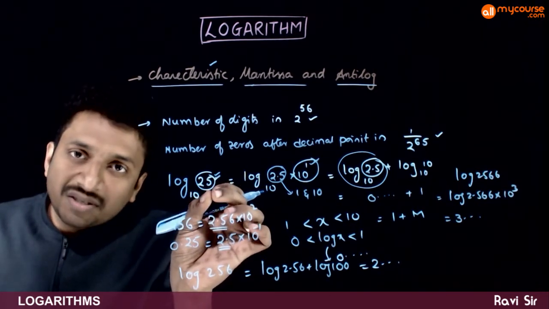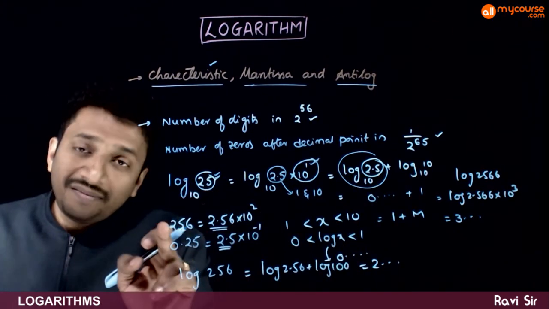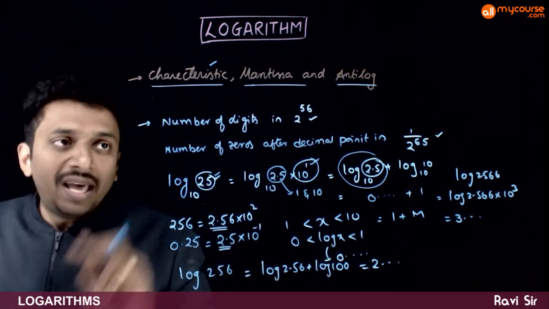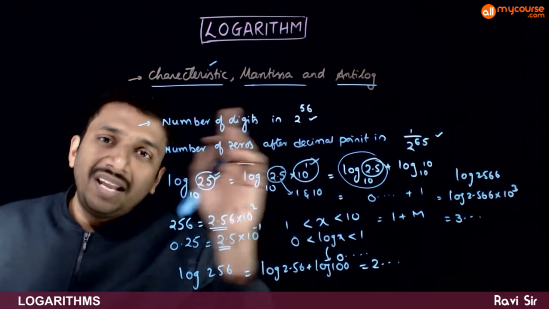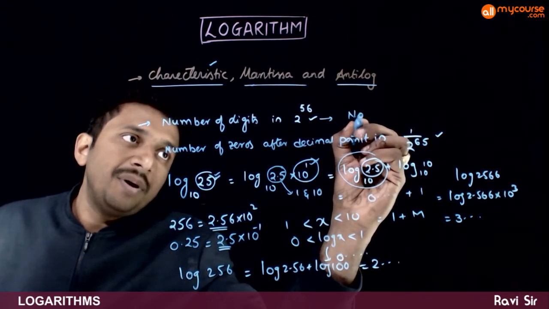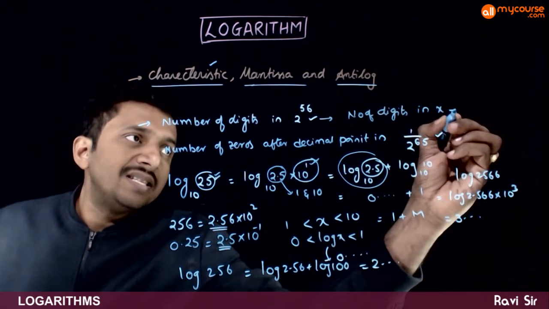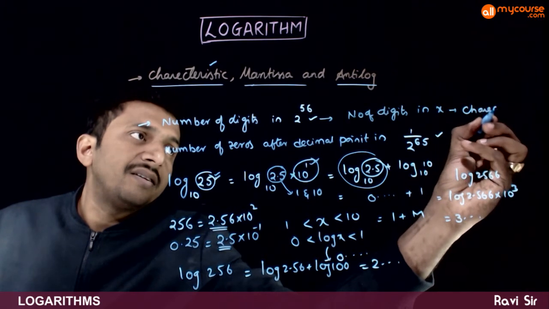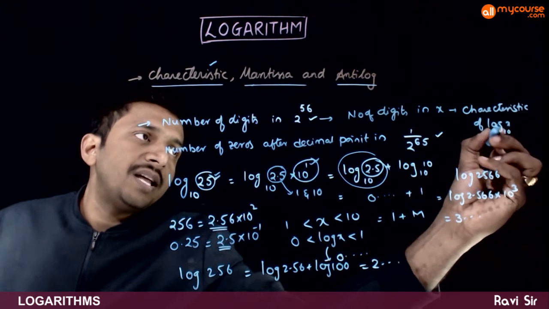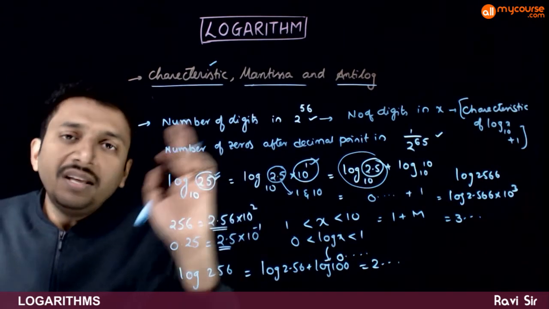If there are 2 digits, then the characteristic of the logarithm will be equal to 1. If there are 3 digits, then the characteristic is equal to 2. If there are 4 digits, the characteristic is equal to 3. Hence, if you want the number of digits in any number x, the number of digits in x is nothing but the characteristic of log x to the base 10 plus 1. So this is the formula for the number of digits in any number.